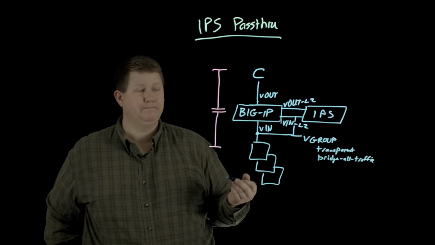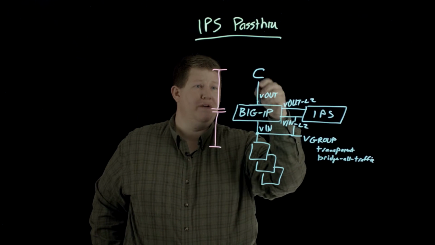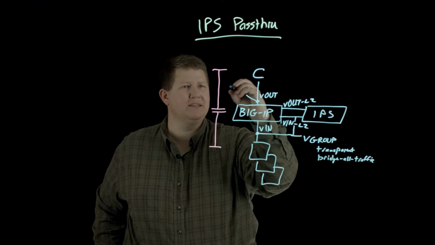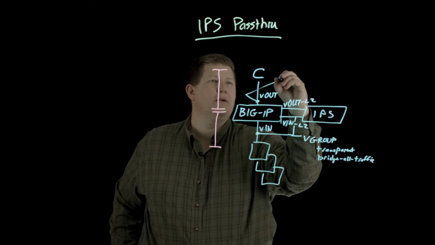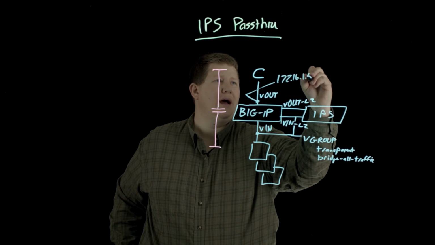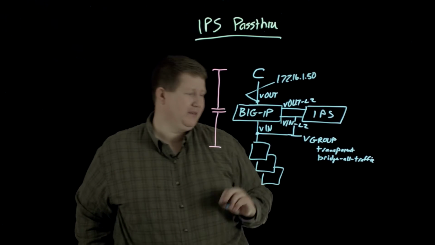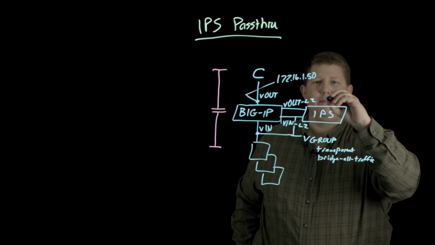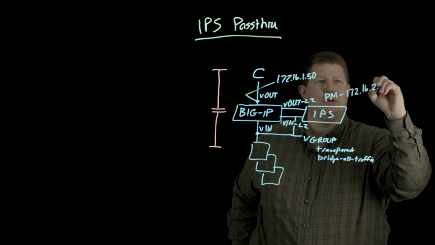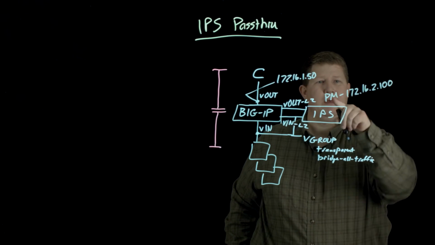We have a VIP on the outside, so we're going to establish this VIP, and let's say it's 172.16.1.50. Then I'm going to have a pool member, and the pool member is this IPS. The pool member is 172.16.2.10. Actually, let's go 100.